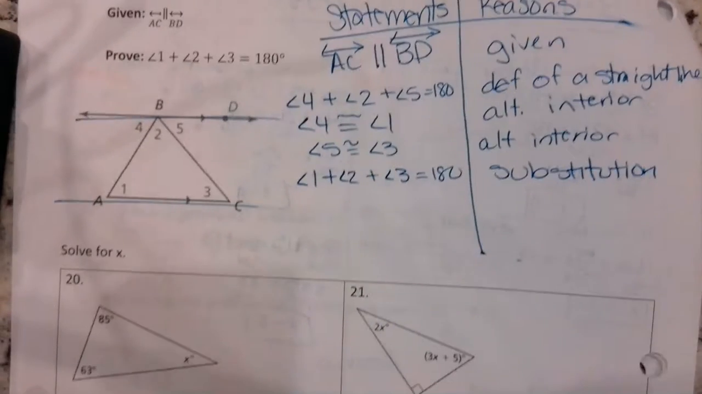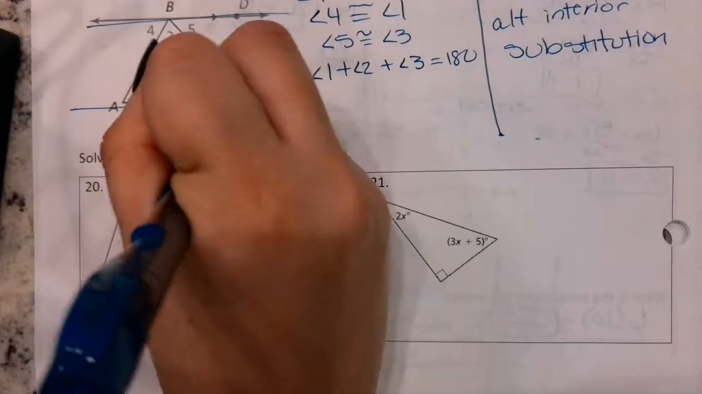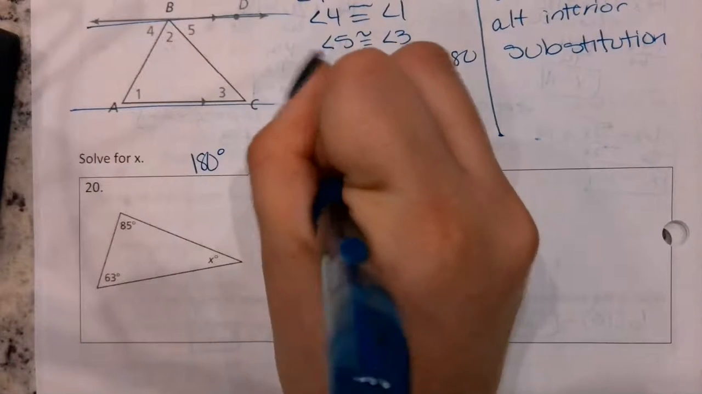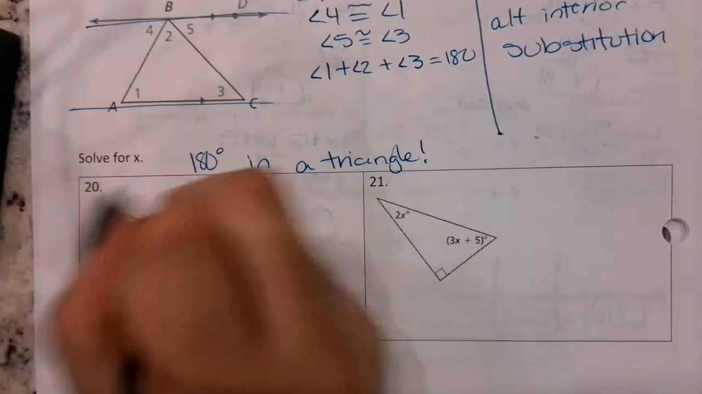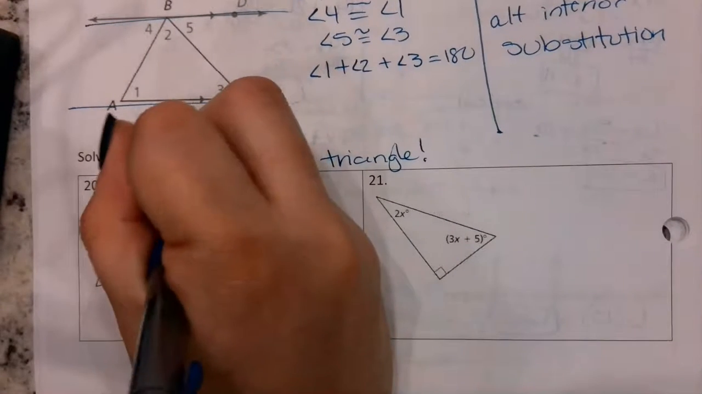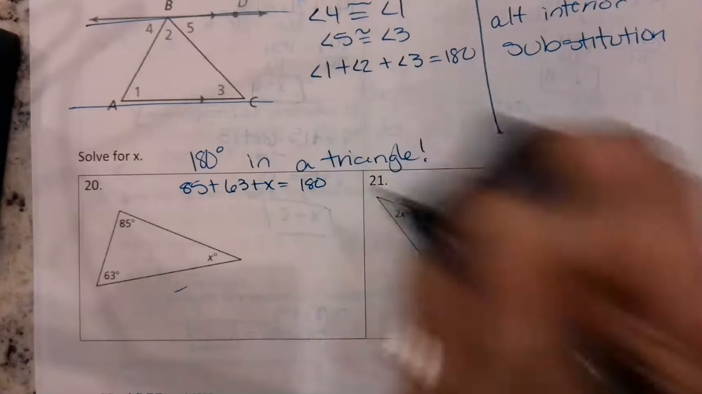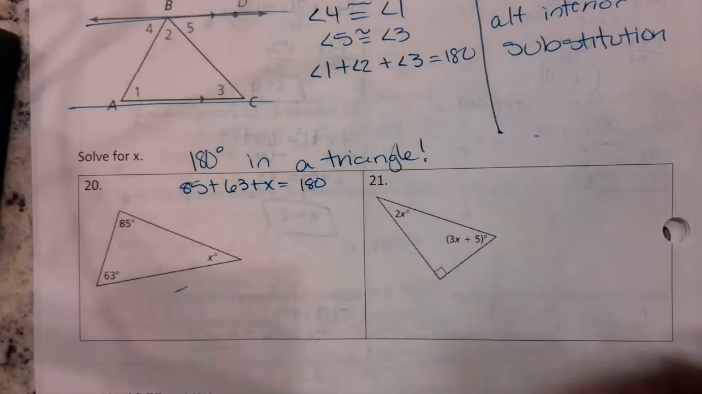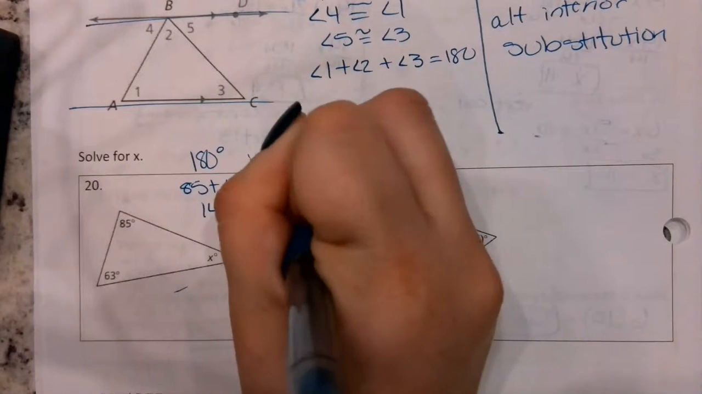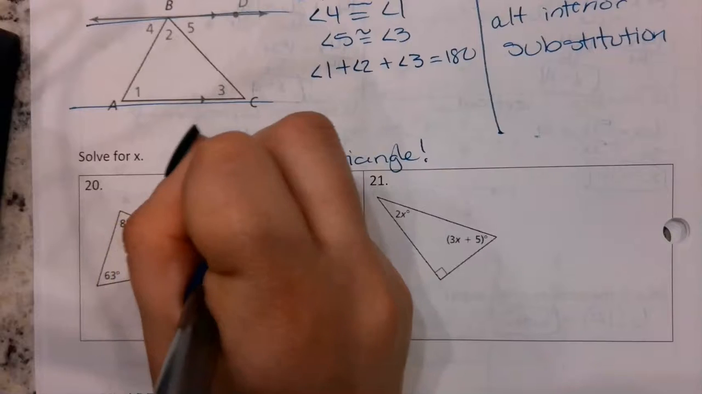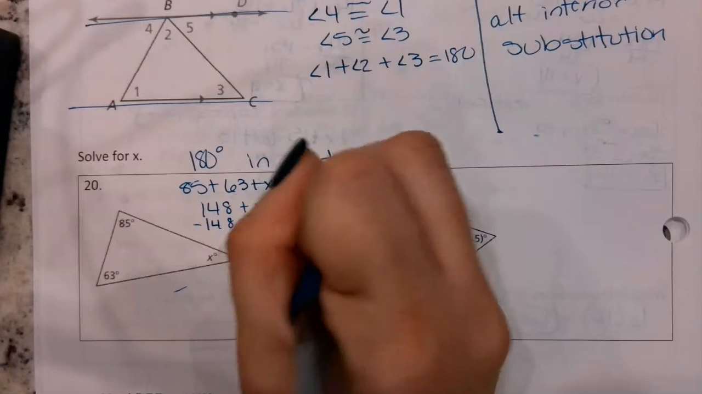Okay. On numbers 20 and 21, they want me to solve for x. There are 180 degrees in a triangle. So what I want to do is add up everything and set it equal to 180. So I have 85 plus 63 plus x equals 180. 85 plus 63 is 148. Then I subtract both sides by 148. I get x equals 32.